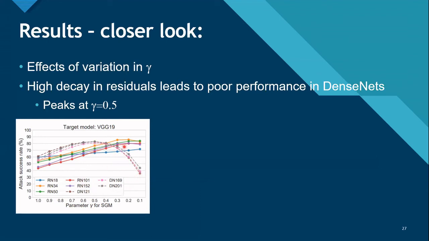Similarly for the ResNets, it does require a bit stronger of a gamma factor to start crushing out the residual weights. So it peaks at about 0.2. And as we recall, these were the default values that they set earlier on in the study.